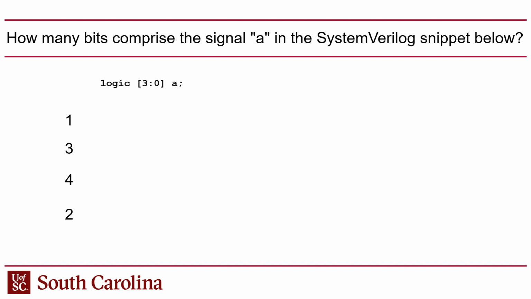It's actually 4 bits. So when you see this, you always have to add 1 to that value in the left spot. I hate that syntax. It's needlessly confusing, but that's just how Verilog works. So it's going to be 4 bits.